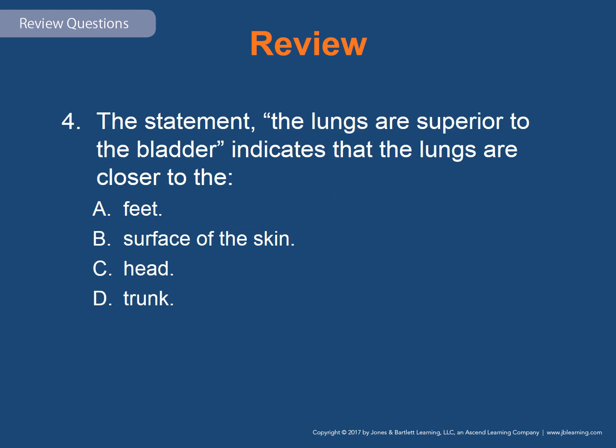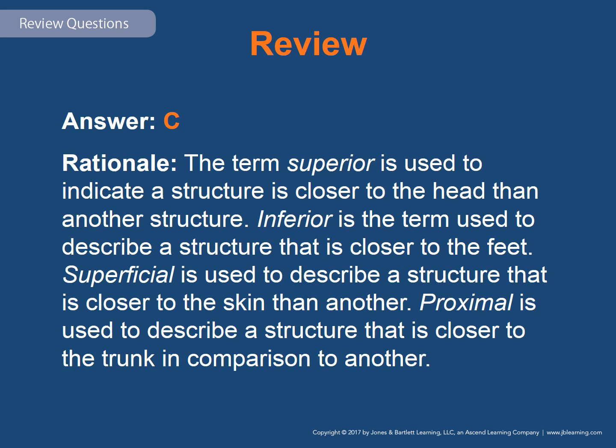The statement, the lungs are superior to the bladder, indicates that the lungs are closer to the feet, surface of the skin, head, or trunk. C. The term superior is used to indicate a structure is closer to the head than any other structure. Inferior is the term used to describe a structure that is closer to the feet. Superficial is used to describe a structure that is closer to the skin than another. Proximal is used to describe a structure that is closer to the trunk in comparison to another.